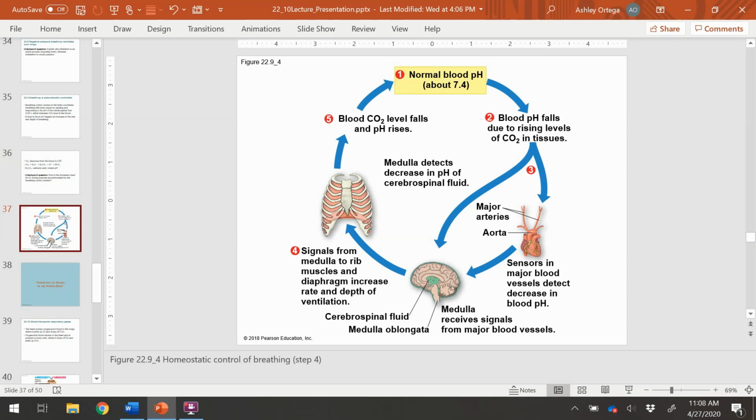As you breathe more and more deeply, the oxygen will increase, the carbon dioxide will decrease, and so that restores the pH back to normal, about 7.4. For this portion, you want to understand it's in part blood pH along with cerebral spinal fluid, and the detection region of the brain is called the medulla.